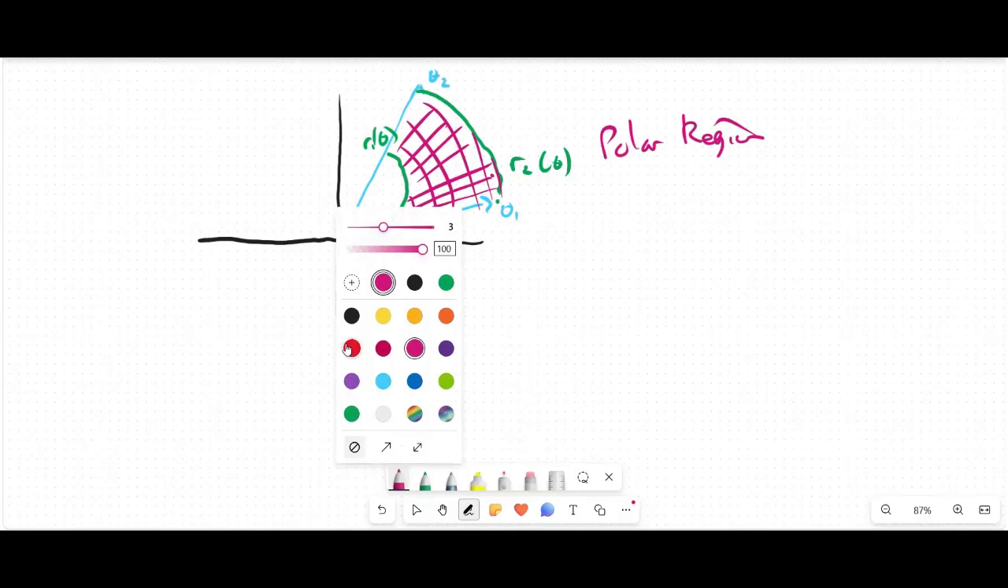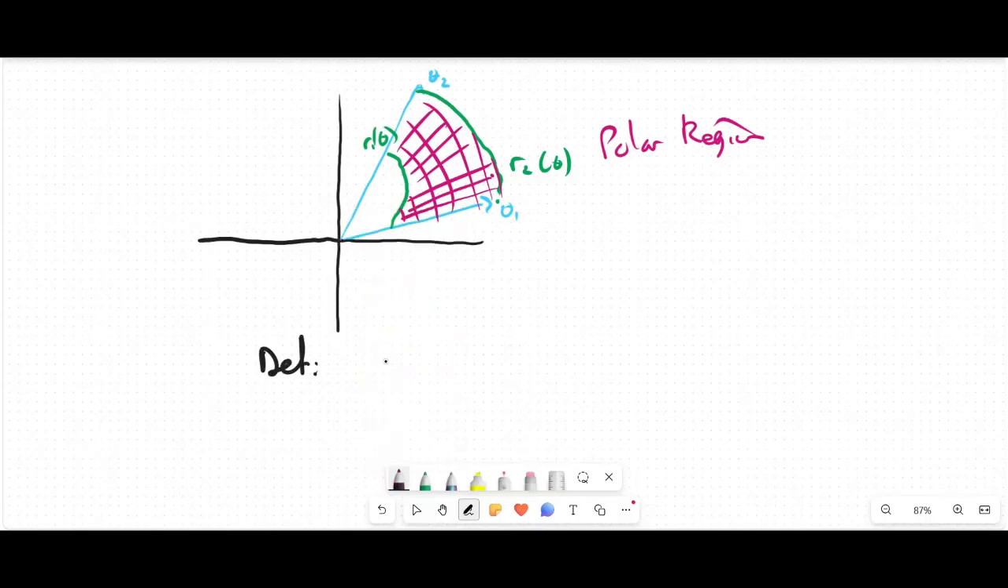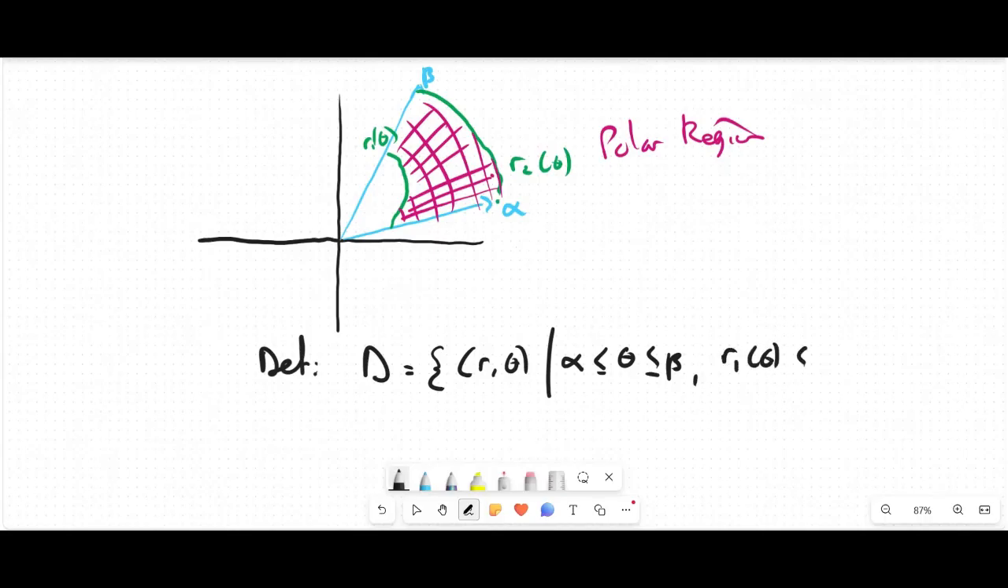So real quick definition. If you have a set and you can write it this way, all points r, theta such that theta, we can use a and b, or I think people like alpha and beta. So let me get rid of that theta 1 and theta 2 there. And instead, let's call it alpha and beta. This is common. Alpha is less than or equal to theta is less than or equal to beta. So those are my bounds on theta. And then r has to be between these two functions. r1 of theta is less than or equal to r is less than or equal to r2 of theta is a polar region.